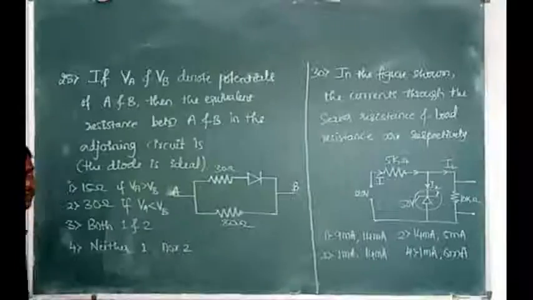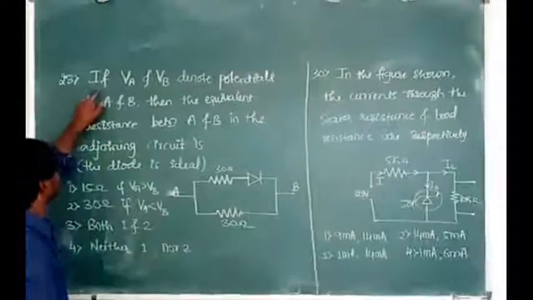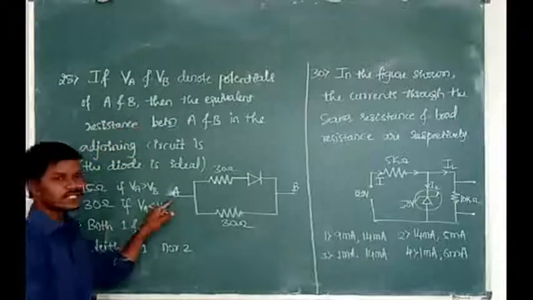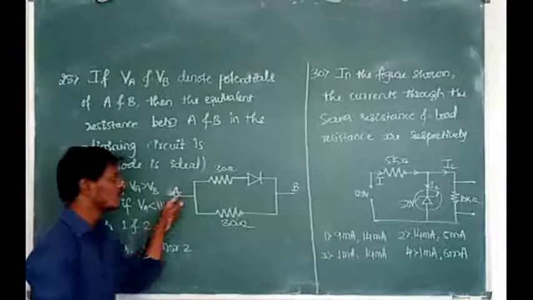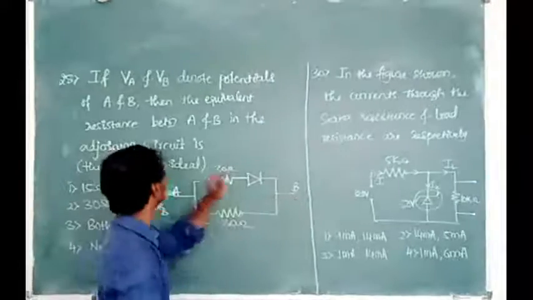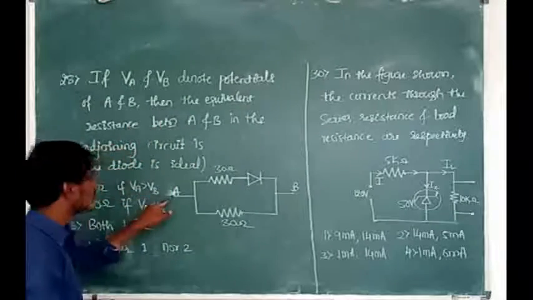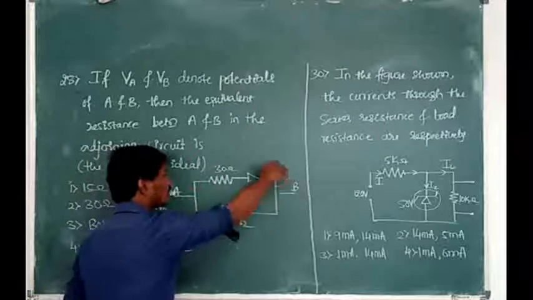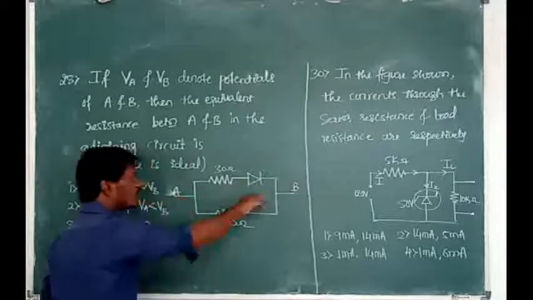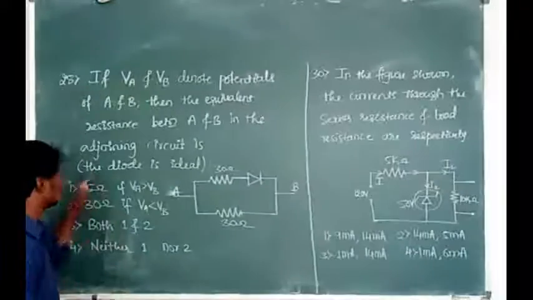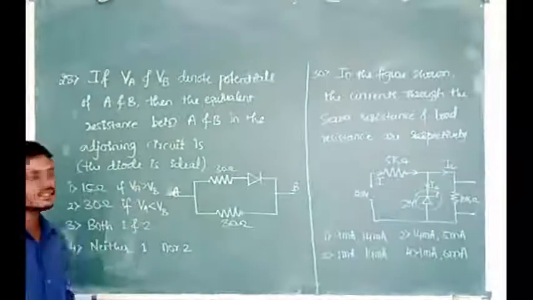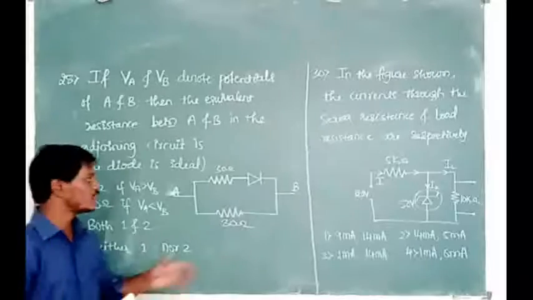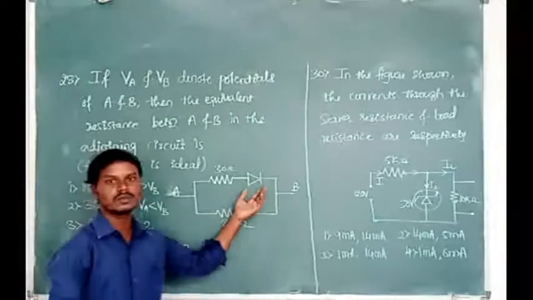Okay. Now let us solve question number 28. If VA and VB denote the potentials of A and B, this potential at A is VA and potential at B is VB. Then the equivalent resistance between A and B in the adjoining circuit is, means we have to find the equivalent resistance of this circuit between A and B here. So the diode is ideal. What do we have to assume here? The diode is ideal. An ideal diode has zero resistance. If it has zero resistance, there is no opposition to the flow of current.